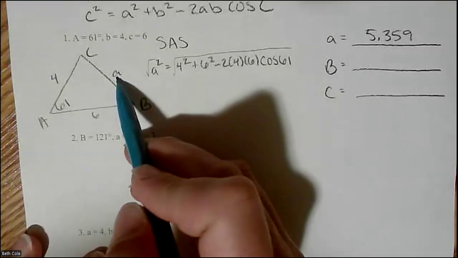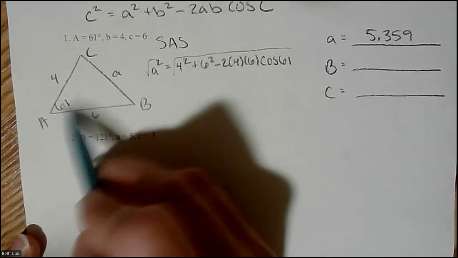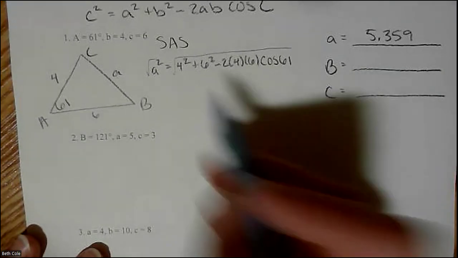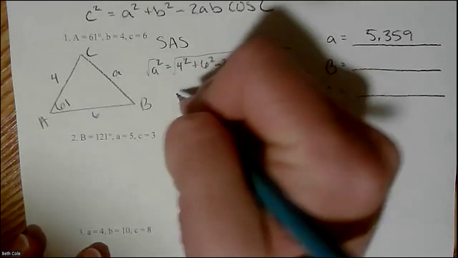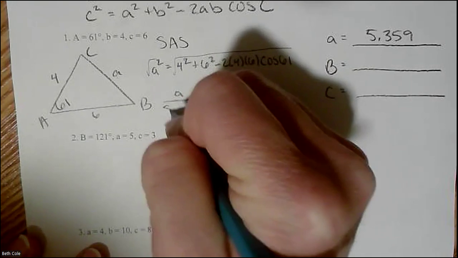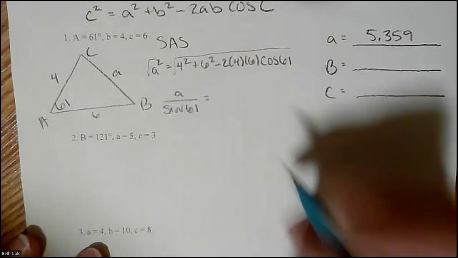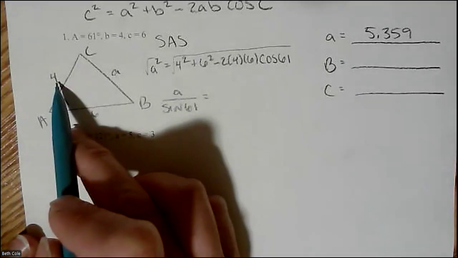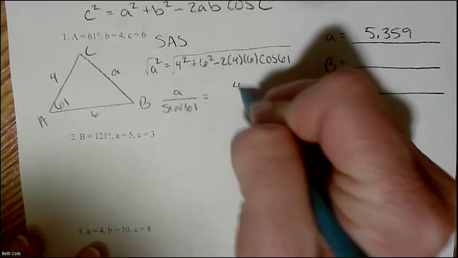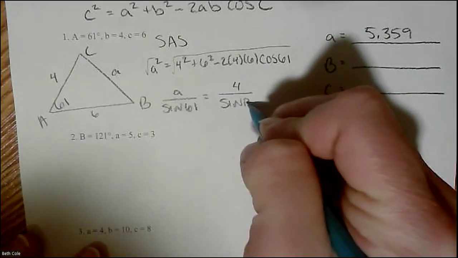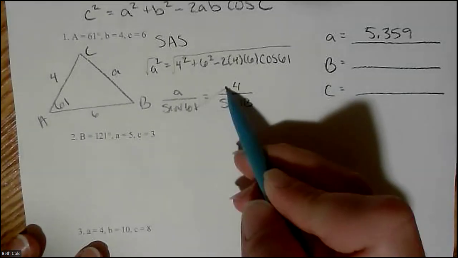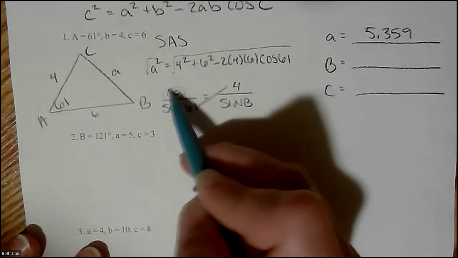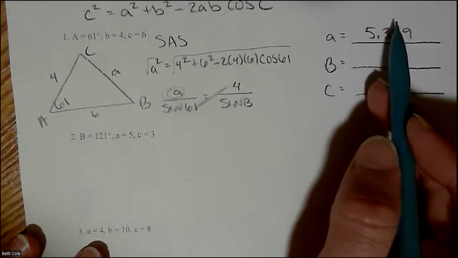Now, because we have A and we have a side across from an angle, we can do law of sines, which is a lot shorter than law of cosines. So I'm going to have A over sine 61, these two across from each other. I want to find B next, so I want to have 4 over sine of B. So I'm going to cross multiply and divide by A. I have A stored in the calculator.